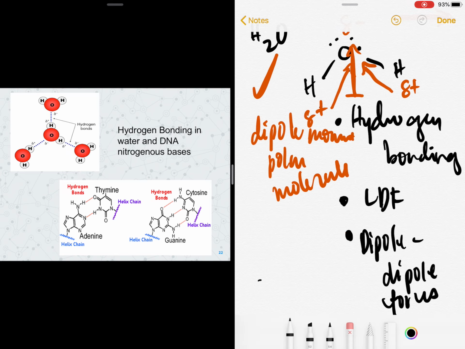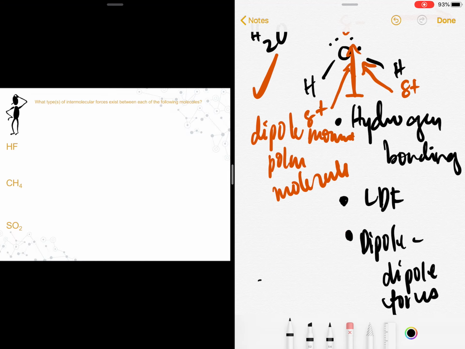Ayan, so hydrogen bonding is actually very important, no? Inside our body, hydrogen bonding in water, and DNA nitrogenous bases, no? Kaya ang inyong DNA, it's held together, no? Hindi siya basta-basta na-disrupt because of the hydrogen bonding between those nitrogenous bases. Okay, so let's try this on your own.